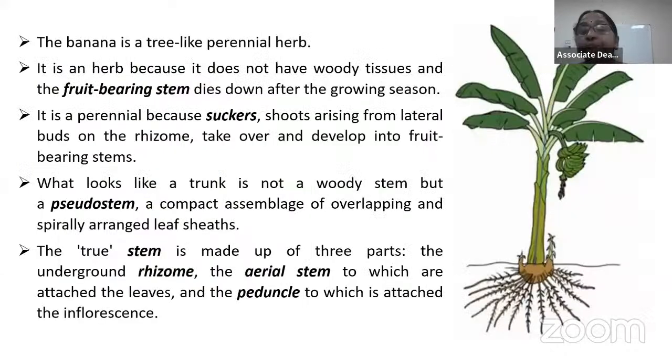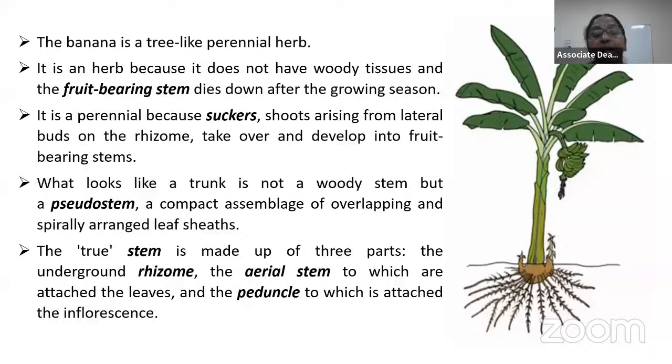So coming to the structure of the plant, if you see the banana, here you can see the plant. It looks like a tree, but it is a perennial herb. It is not a tree. Why is it called a herb? Because it doesn't have any woody tissues, and also the fruit bearing stem dies down after the growing season.